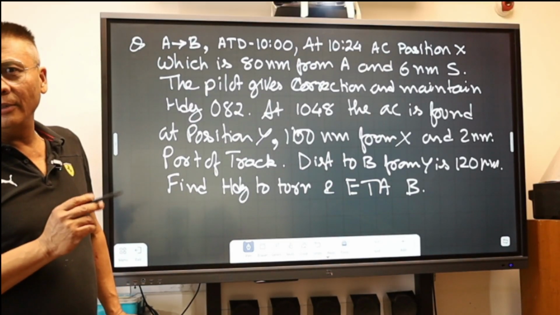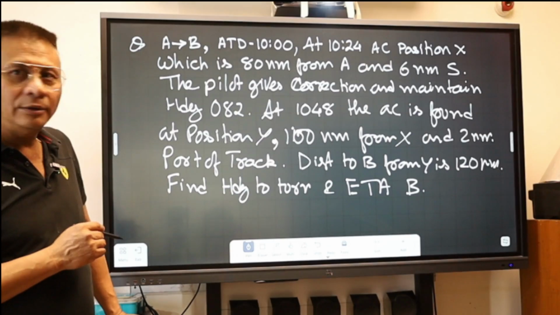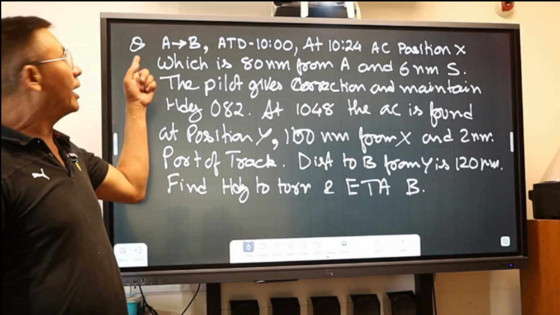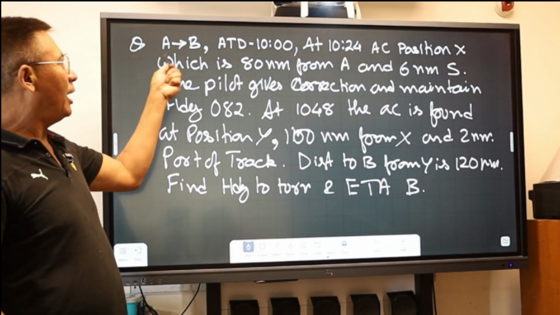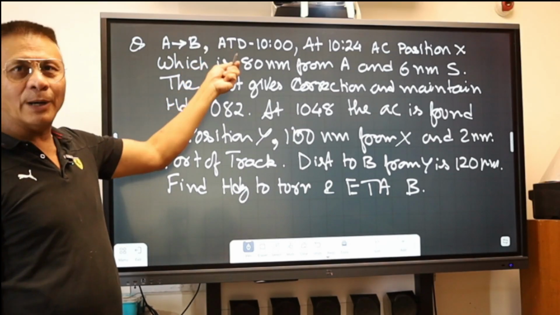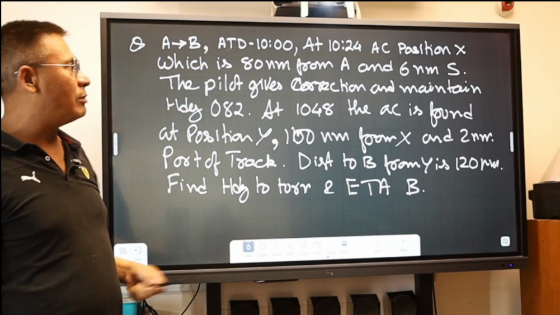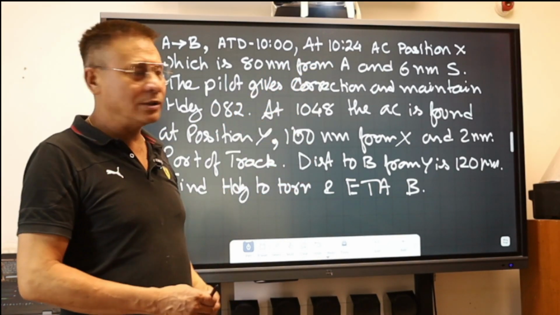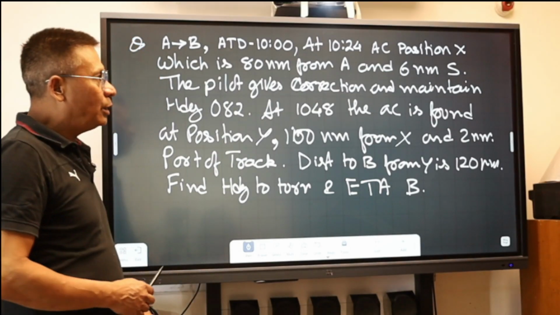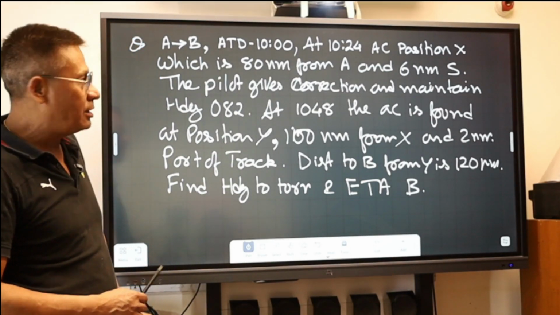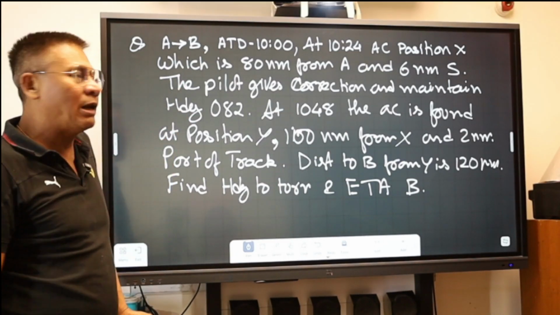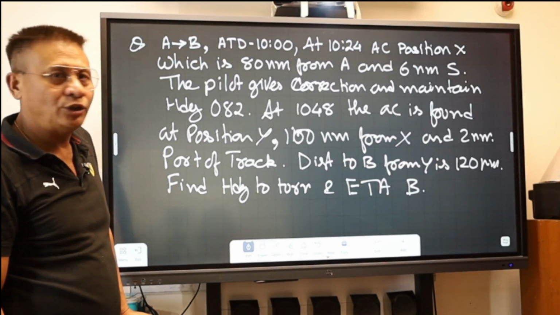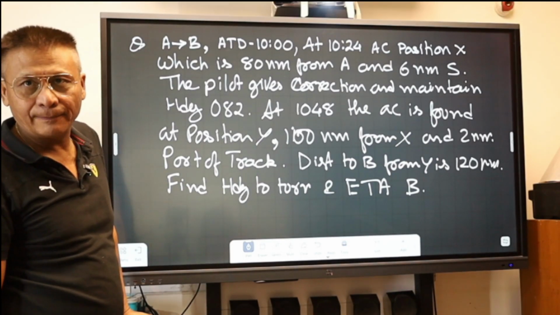So we are going to solve a numerical which is based on the track error and the closing angle. The problem is that the aircraft travels from point A to B. Actual time of departure is 1000 hours, and at 1024 hours the aircraft is found at position X-ray, which is 80 nautical miles from point Alpha, that is the starting point, and 6 nautical miles to the starboard of track.